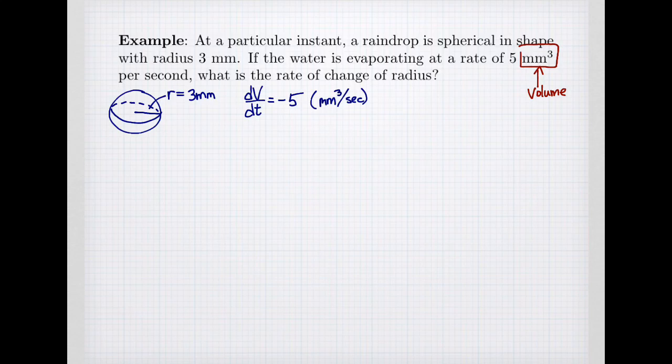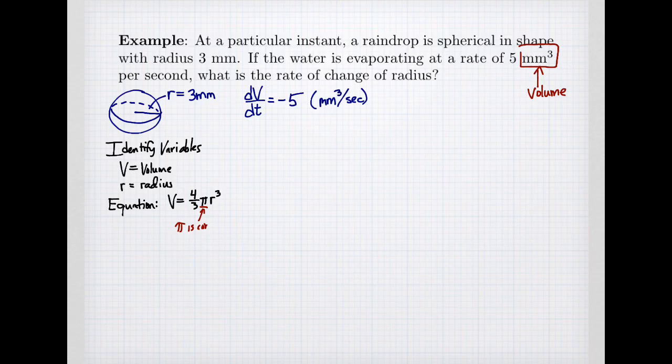Okay, so the key quantities in my problem, this is an important step, we identify our variables. The quantities of interest are V for our volume and r for our radius. The first step for any of these related rates problems is to come up with an equation relating those variables. We're told that the raindrop is a sphere, so my volume is the volume of a sphere. I look that up and I get 4/3 pi r cubed. And it's important to recognize that pi is a number. So this is a constant.